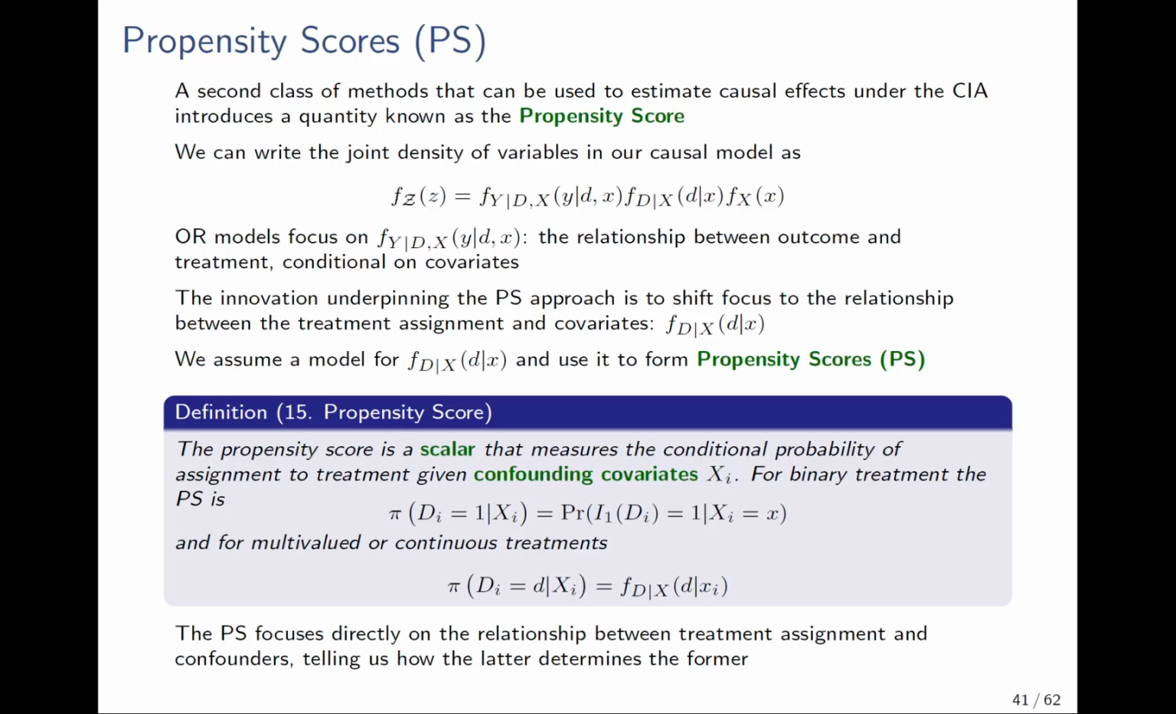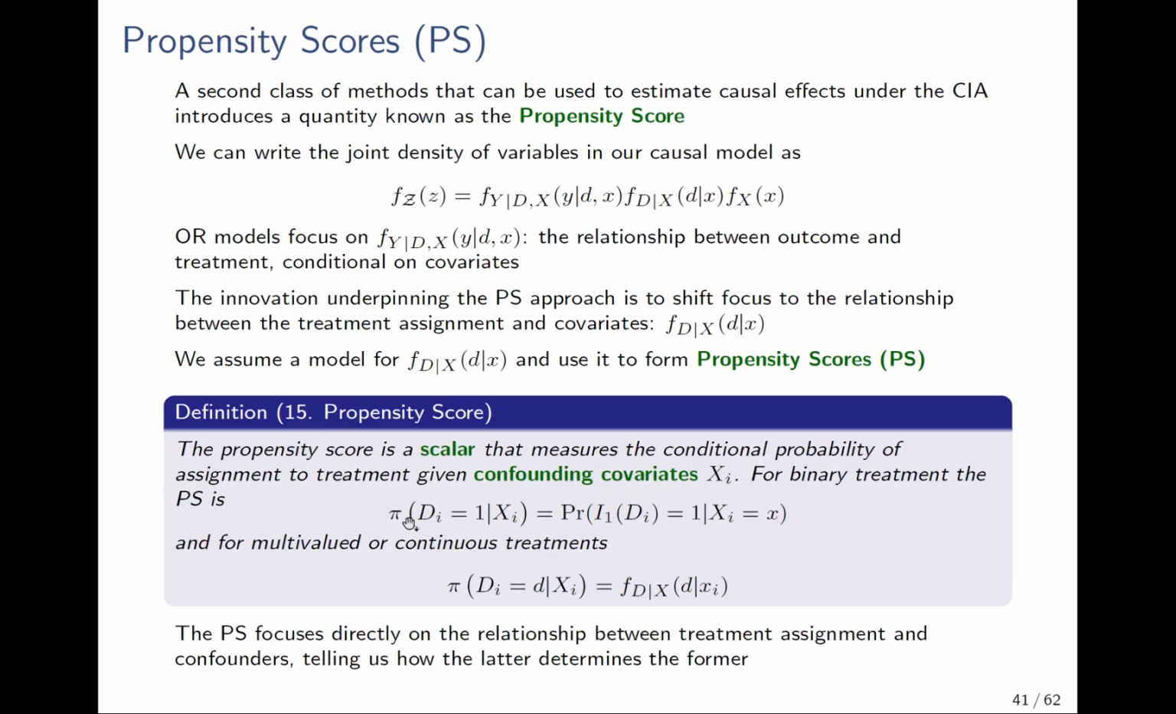In shifting the focus in that way, we're looking directly at the structure of confounding, and we're going to model it. We're going to assume a model for assignment to treatment given covariates, and we're going to use that model to form what's called propensity scores, provided in this definition here. So the propensity score is a scalar value. Actually, it's a probability. It's a single number for unit i that measures the conditional probability of assignment to treatment given the confounding covariates.